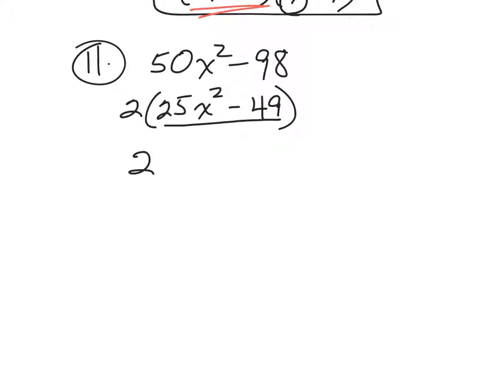So here's how we factored that. Do you remember this? We did 5x and 5x. We did 7 and 7. We put a minus in one and a plus in the other.